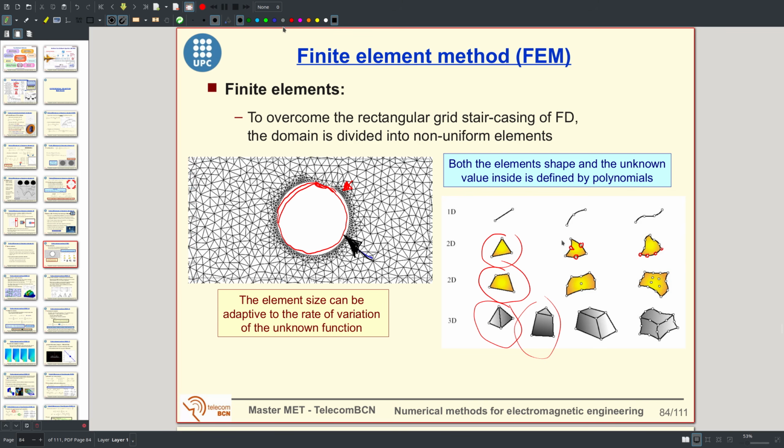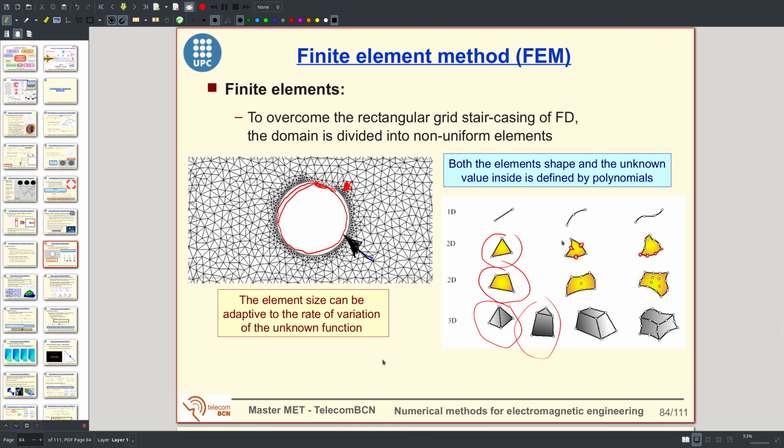There will be another slide about this later, but the idea of the finite elements is that in regions of the space where the functions to discretize have faster variation, the elements can be smaller, and in regions of the space where the functions have a slower variation, the elements can be larger.